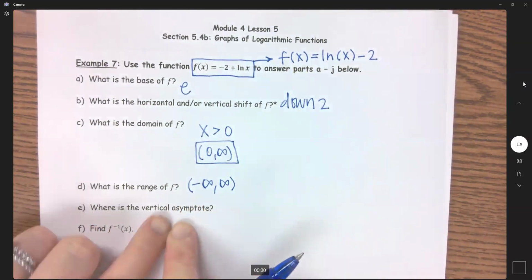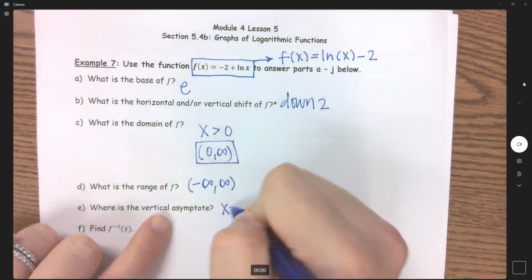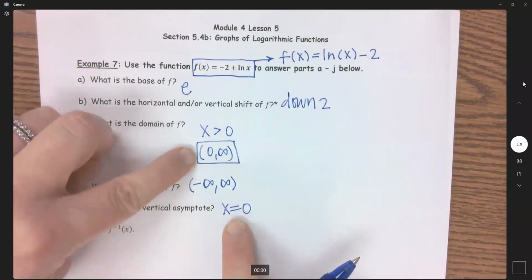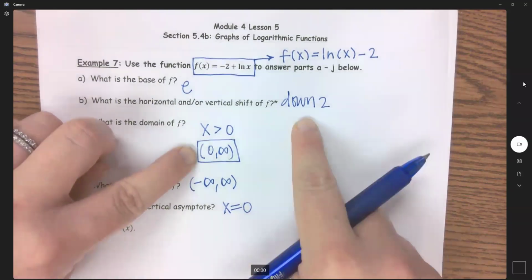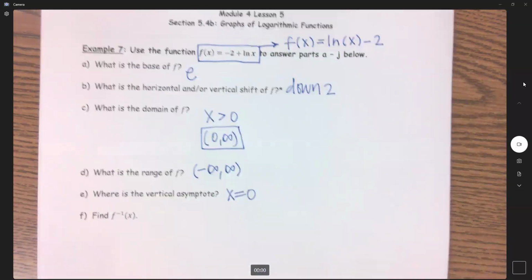And where's your vertical asymptote? It's where your domain starts, so at x equals 0. It should make sense that that domain and that vertical asymptote are unchanged because we're going up or down, so it's not changing where that vertical asymptote is.